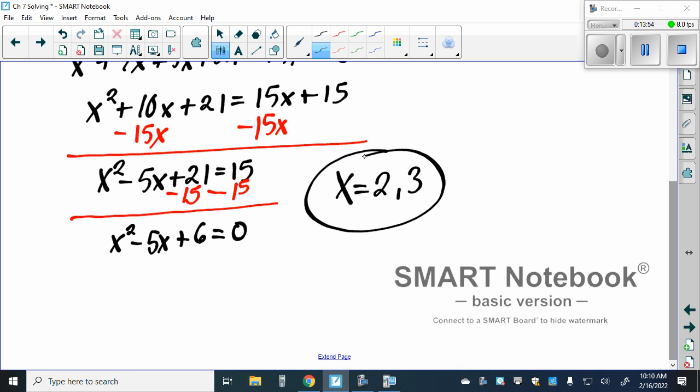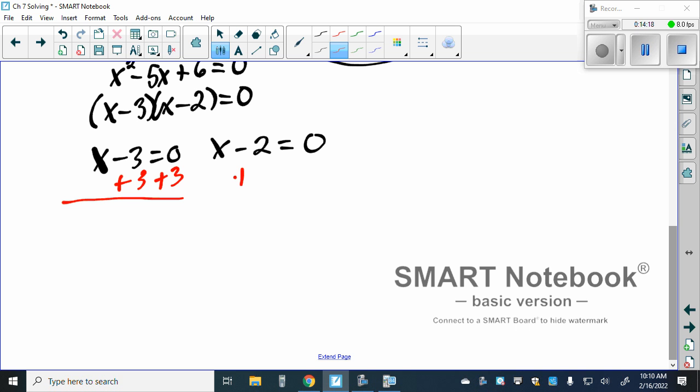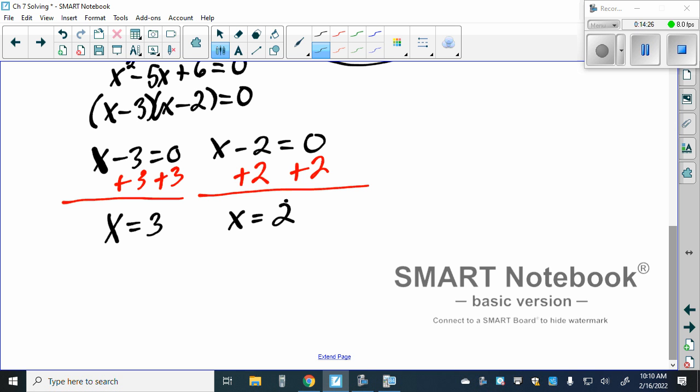And is 2 or 3 one of our restrictions? So that's it. Because if we had factored it, we would have gotten x minus 3 times x minus 2 is equal to 0. So x minus 3 is 0. x minus 2 is 0. Plus 3, plus 3, plus 2, plus 2. So x is equal to 3 and x is equal to 2. I mean, we could have gotten the exact same answer doing it this way here.